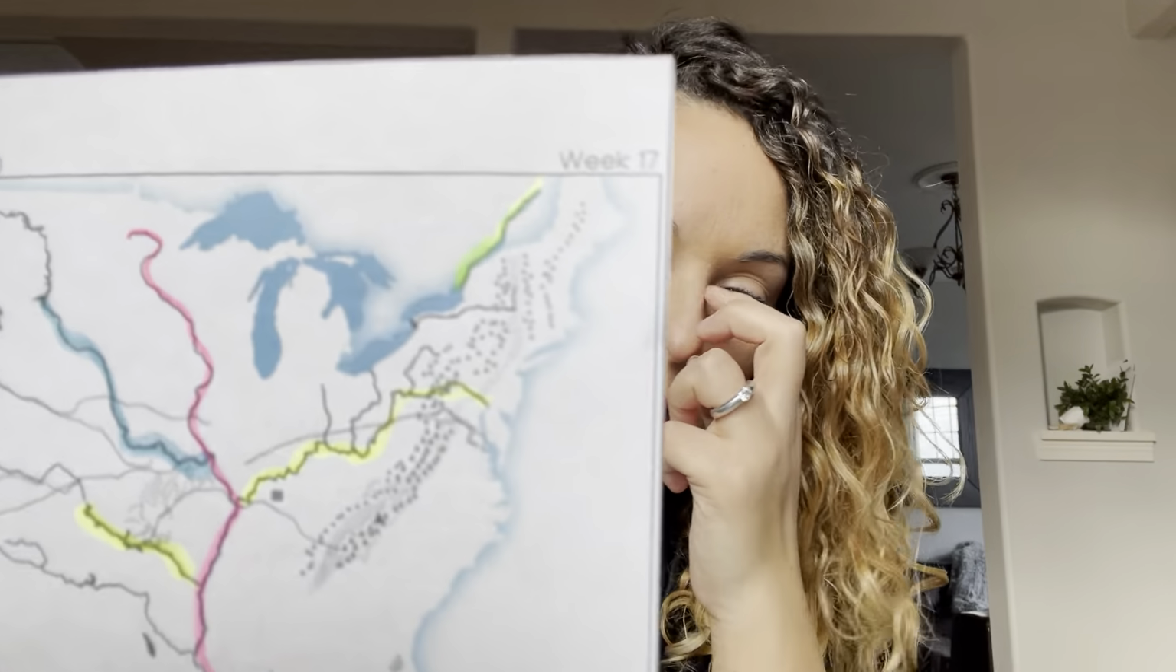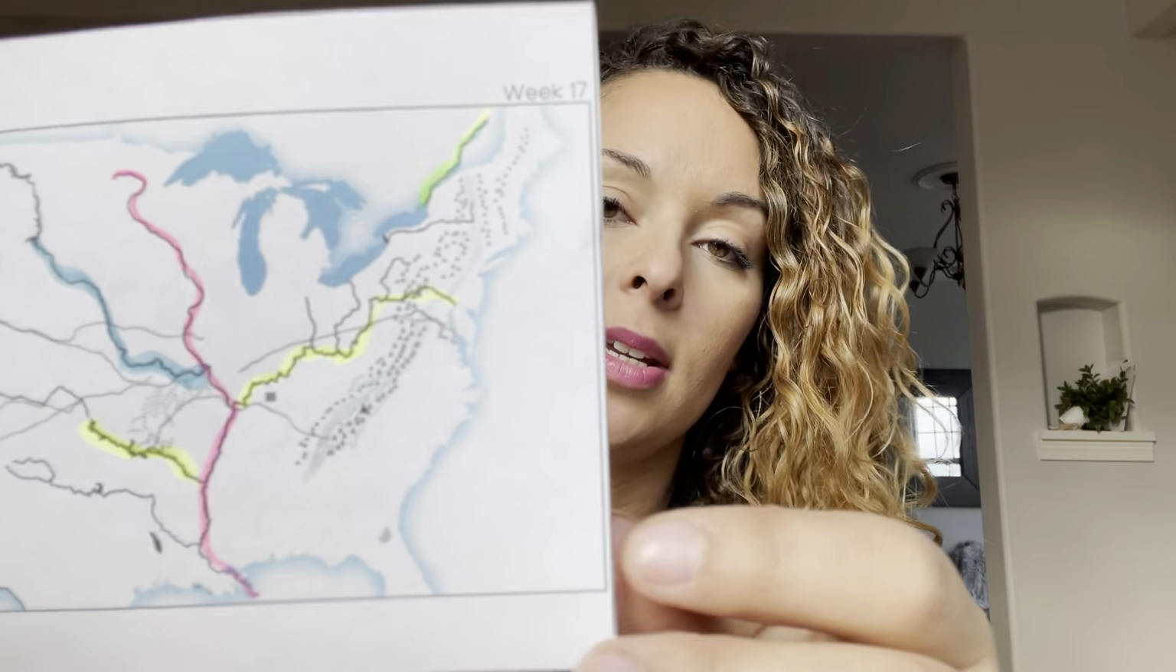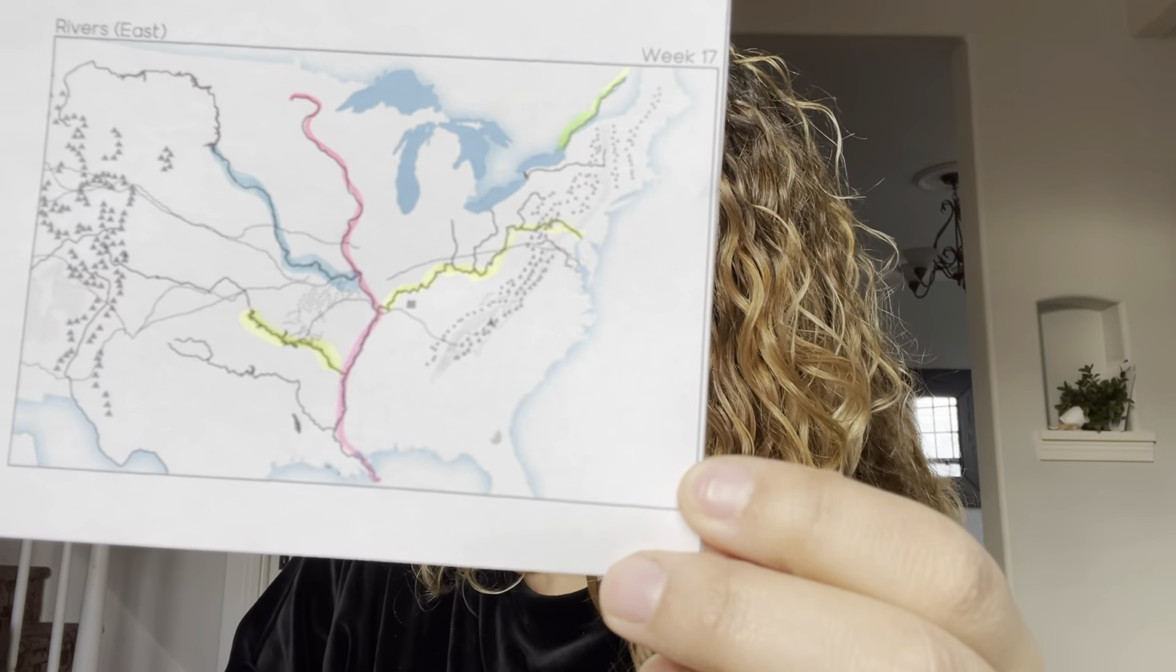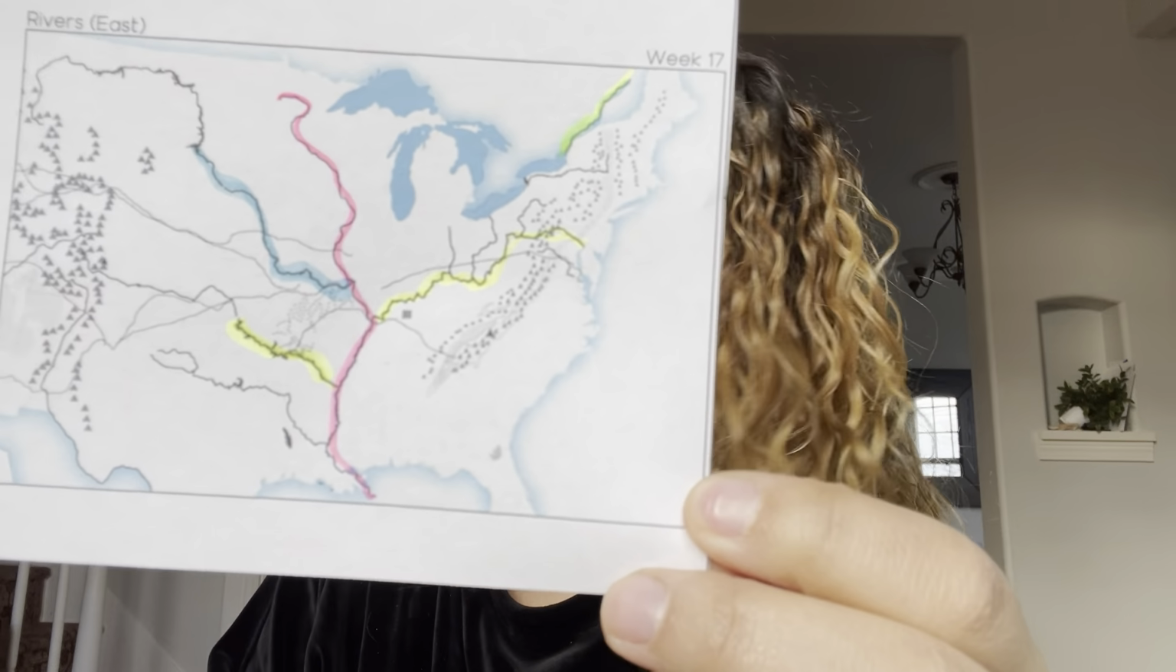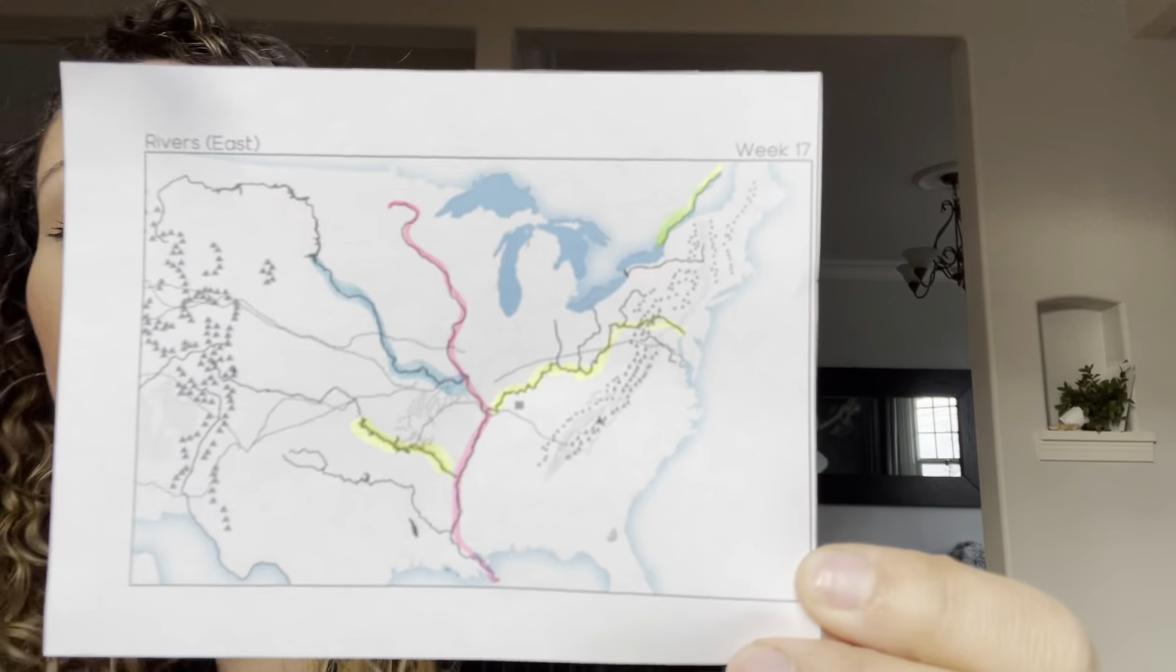For geography, we're learning the rivers. And so we had some goldfish this week that we used to go up and down our rivers in class. But first, what we did, as always, was we identified where each of the rivers were. So let's take a look at this.